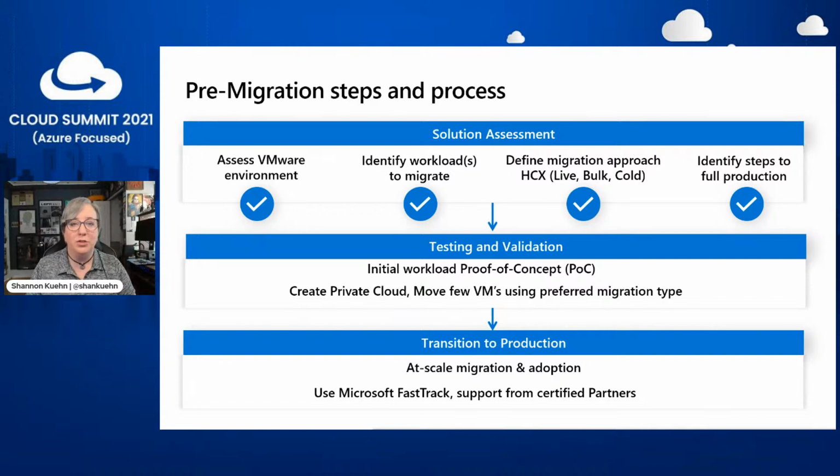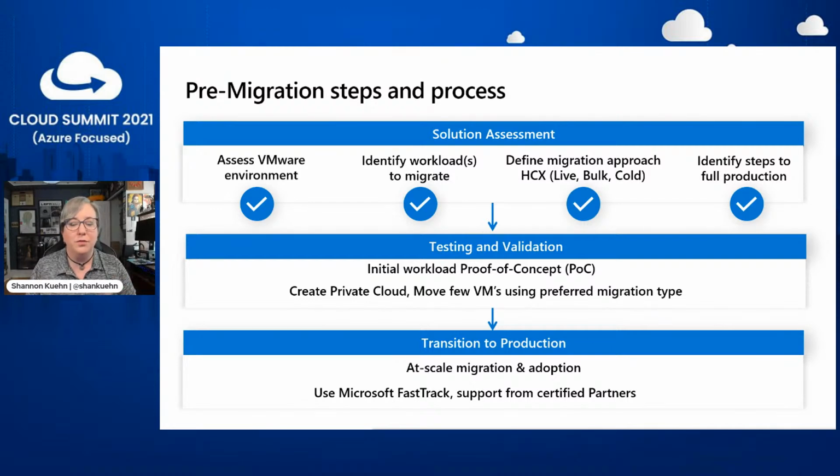Once you have that assessment, once you've identified the workloads, you can define the migration approach. There's a product that VMware uses called HCX. This is the Swiss Army knife of migration. This is what handles the vMotioning of a VM from on-premises all the way into Azure VMware Solution. And HCX supports live, bulk, or cold migration. Most customers pick live, especially if it's a production-based workload, because it's minimal downtime. But if you do get a change window, or maybe there's a dev environment that you need to move over and it's not on all the time, those two patterns are also supported. This helps you identify the steps to full production.